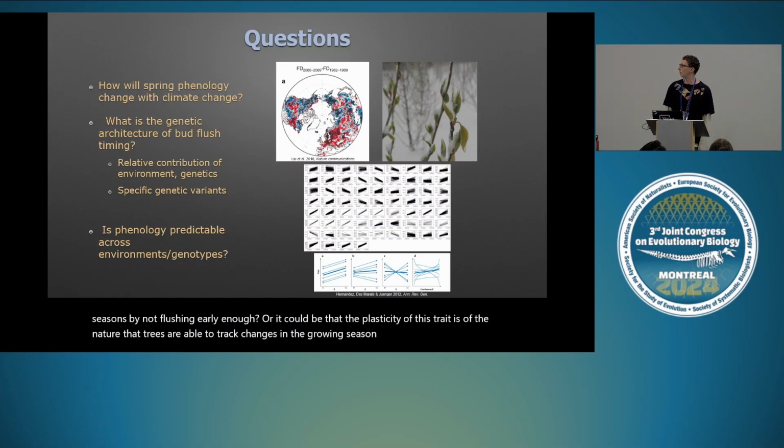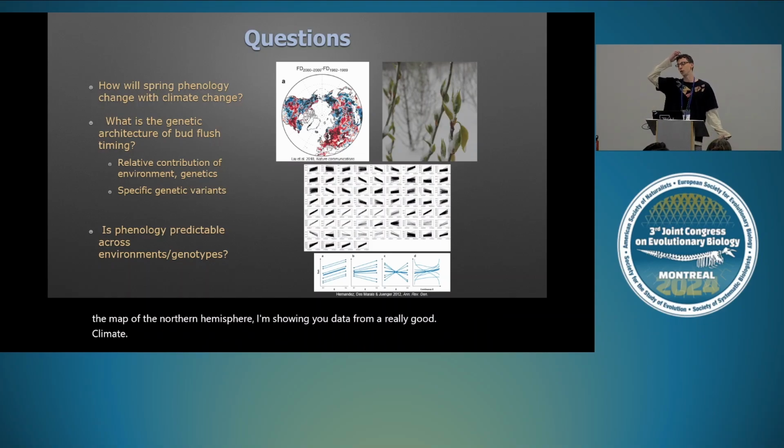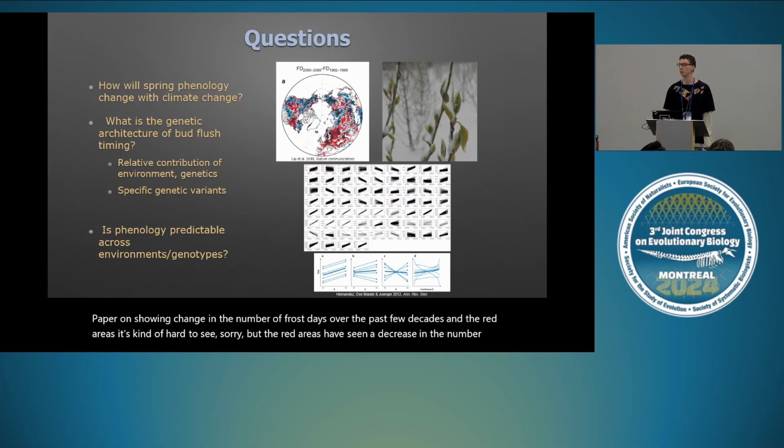Now, in that top left figure, the map of the Northern Hemisphere, I'm showing you data from a really good climate paper showing change in the number of frost days over the past few decades. And the red areas, it's kind of hard to see, sorry, but the red areas have seen a decrease in the number of frost days, and the blue areas have seen an increase in the number of frost days. So broadly, it seems like the answer to my first question here is probably going to vary across space or vary with environmental context.